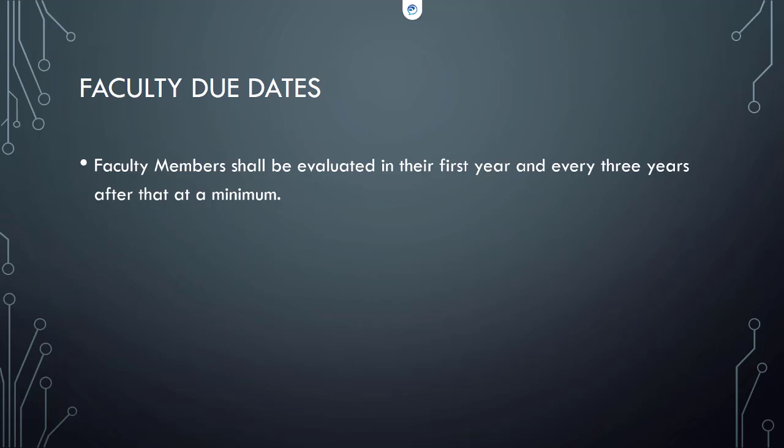Due dates for faculty members. Faculty members shall be evaluated again in their first year and then every 3 years after that. So for first year, it's going to be an initial FAC 1. If it's a 3-year review, FAC 3.